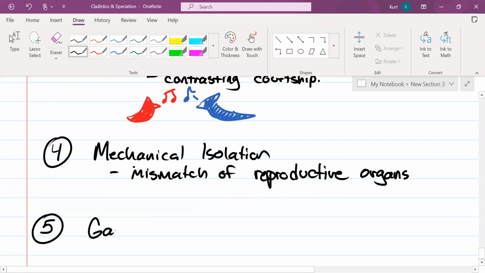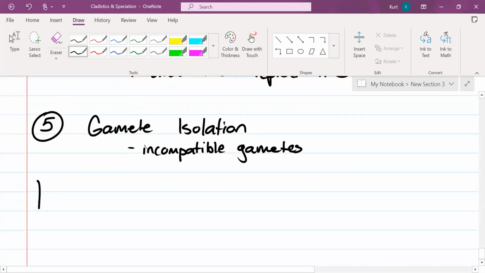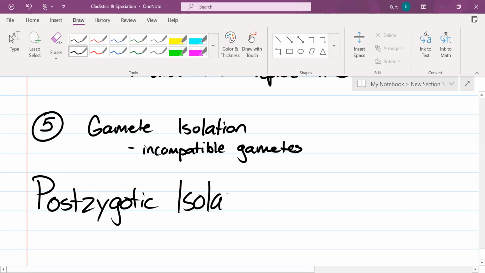Number 5 is going to be gamete isolation. Let's say that you actually pull it off, that you have sex. The sperm and the egg are incompatible. And they will not form a zygote. Okay, so those are the 5 pre-zygotic. Let's do post-zygotic isolating mechanisms.